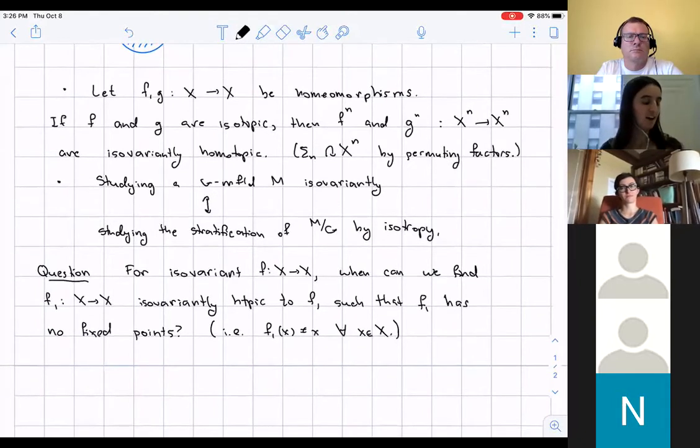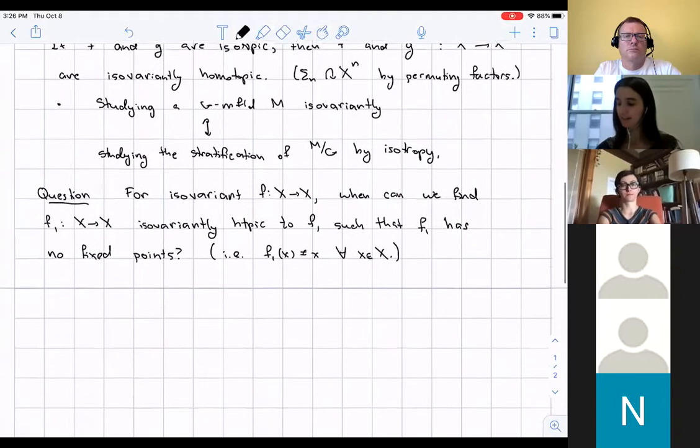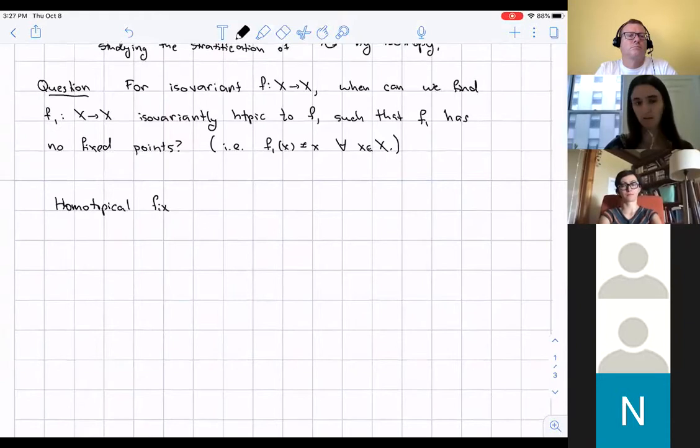And isovariantly, I don't think this has really been studied yet, but there's definitely been a lot of work in fixed point theory. In particular, there has been a lot of work in fixed point theory that uses homotopical theory. So let me talk a little bit about homotopical fixed point theory, our perspective on it, and how we're hoping to use that for isovariant fixed point theory.